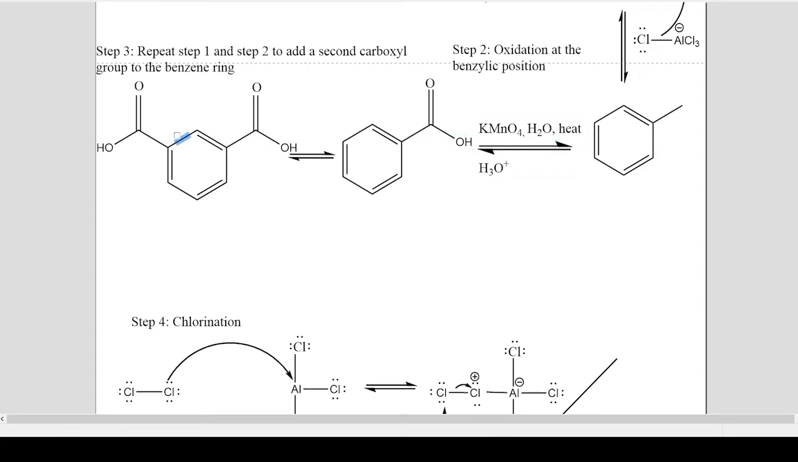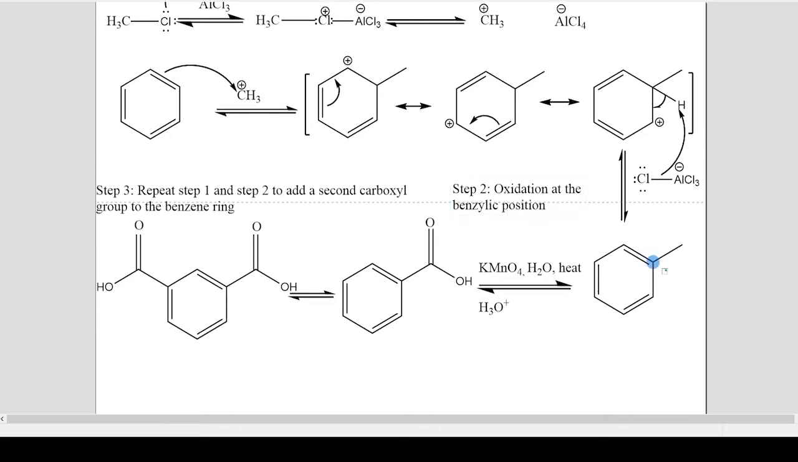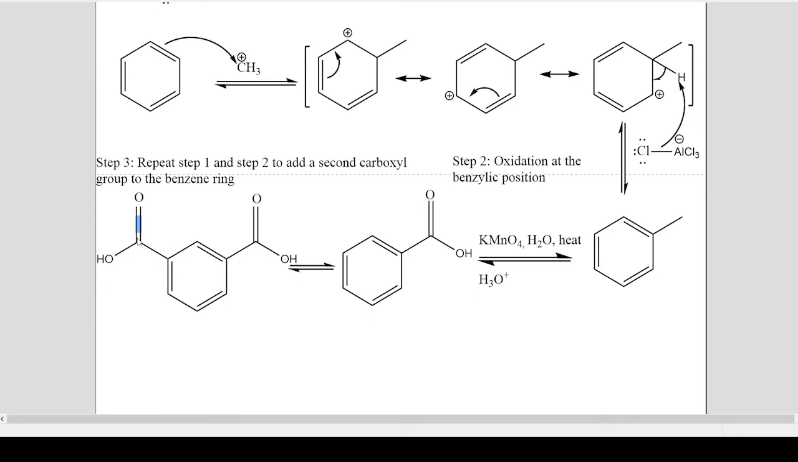Step 3. In step 3, we repeat step 1 and step 2 to add a second carboxyl group on the benzene ring. In step 1, we added an alkyl group on the ring, and in step 2, we oxidized that alkyl group, turning it into a carboxyl group. So in step 3, we repeat those 2 previous steps to add a second carboxyl group to the ring.